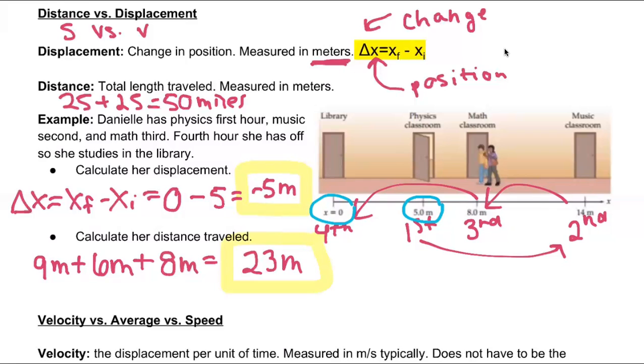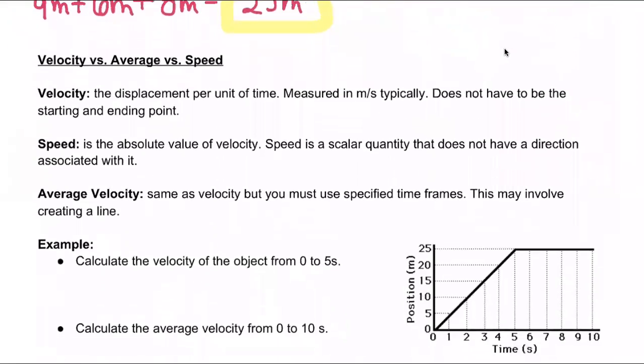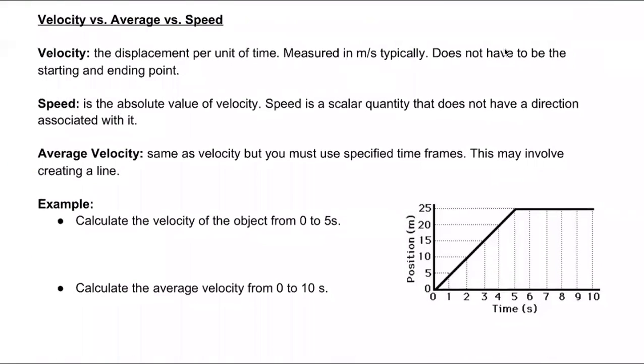All right, let's dig into velocity versus speed now. Now we're going to dig into velocity versus the average velocity versus speed. So kind of 3 things here. So when I'm talking about velocity, velocity is the displacement per unit of time. So this is measured typically in meters per second. So that's going to be our unit that we're going to be looking for.